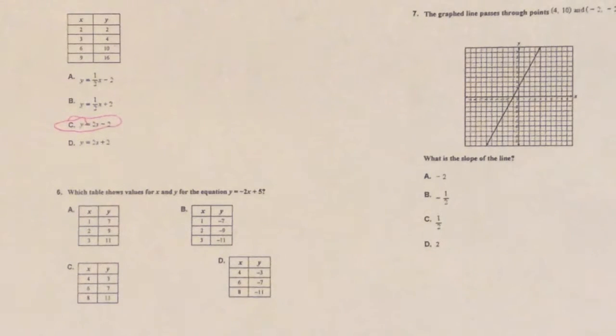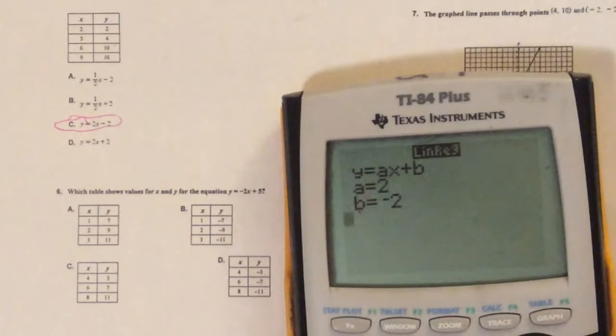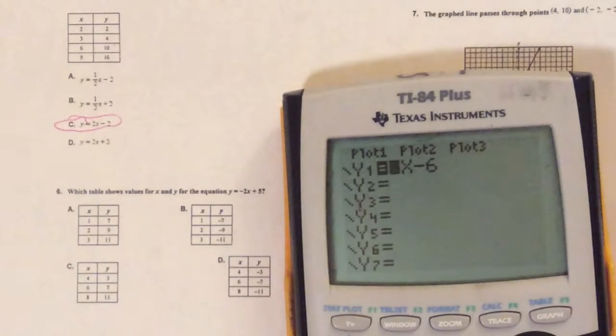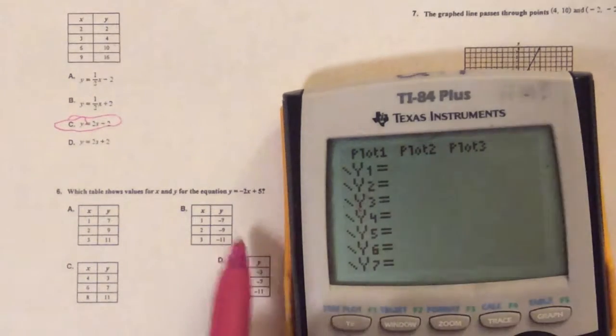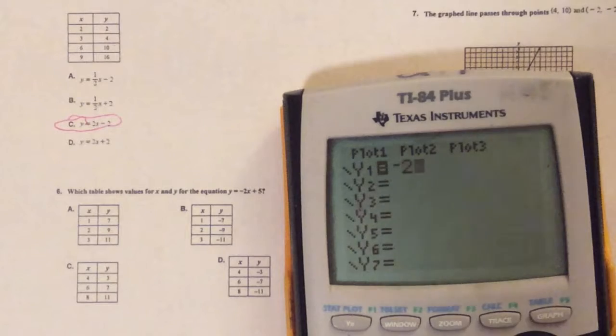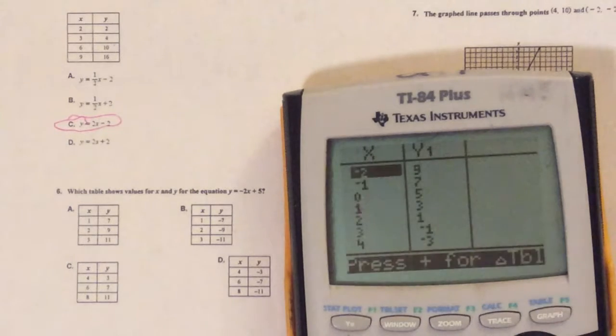That's the first method of solving this problem. The second method will be to take your calculator, go to y equals, and type in the equation -2x plus 5, and instead of clicking graph, just go to second graph to see the table.